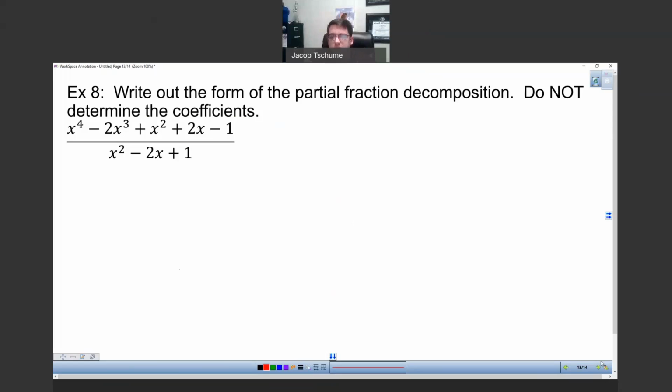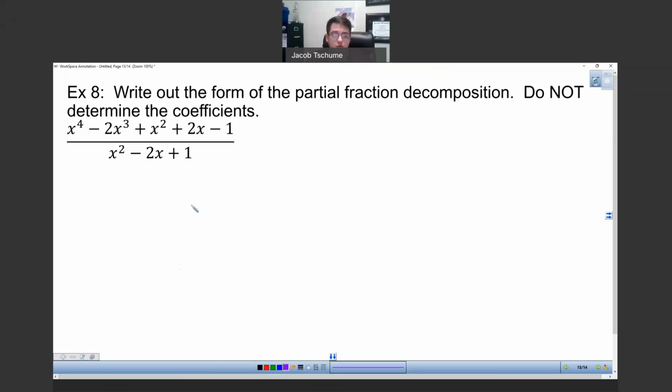So for the next 2 examples, I want to do the following. Write out the form of the partial fraction decomposition, which is just a breakdown, but do not figure out what the coefficients are. So we're not going to solve for the A's, B's, and C's. I just want to see if we know how to break these down. Now, on the first fraction, I've given you x to the 4th minus 2x cubed plus x squared plus 2x minus 1 all over x squared minus 2x plus 1.